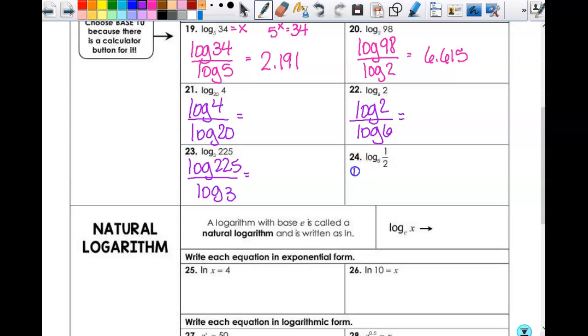Okay, what's your question? So on number 21, the log of 4 over the log of 20. 18 is fine with the log of 5. No, it would not be. There will be ways for us to condense and expand, and we will look at those, but that is not how it happens.